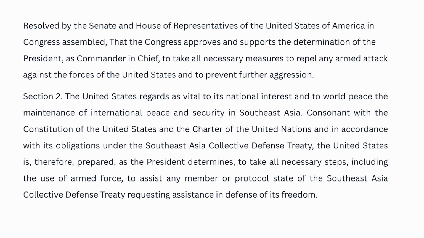The United States regards as vital to its international interest and to world peace the maintenance of international peace and security in Southeast Asia, consistent with the Constitution of the United States and the Charter of the United Nations, and in accordance with its obligations under the Southeast Asia Collective Defense Treaty. The United States is, therefore, prepared, as the President determines, to take all necessary steps, including the use of armed forces, to assist any member or protocol state of the Southeast Asia Collective Defense Treaty requesting assistance in defense of its freedom.